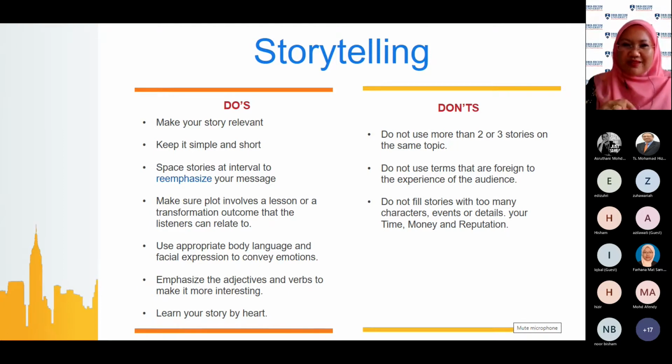Now, the most important thing of delivering a story is your body language and your facial expression. Of course, if the story is sad, you cannot deliver it smiling, right? So make sure your body language and your facial expression match the story.